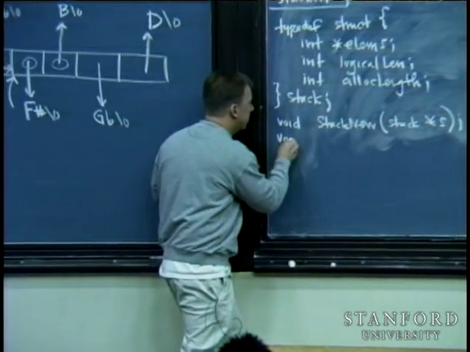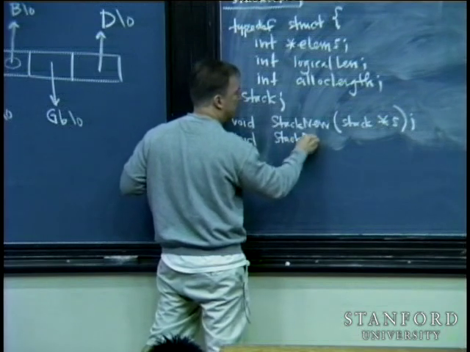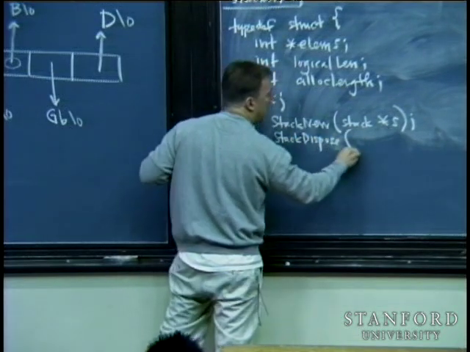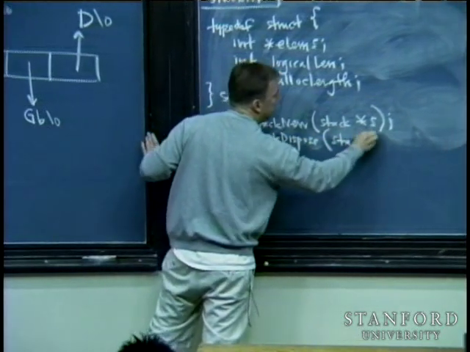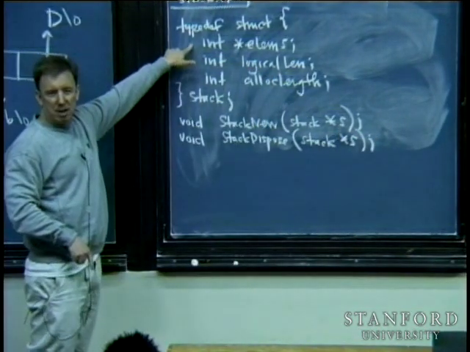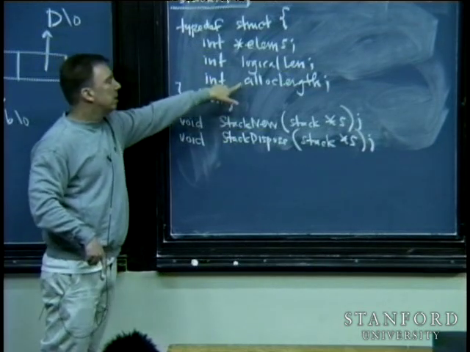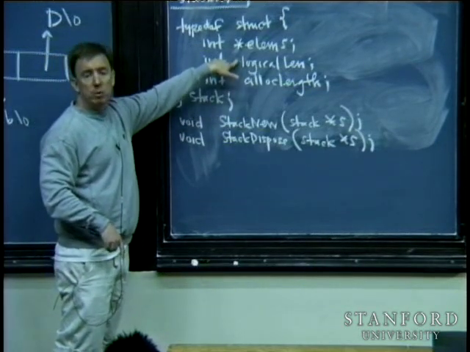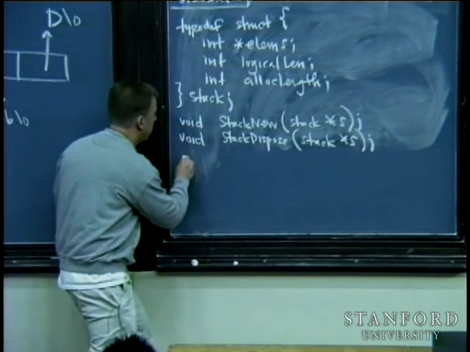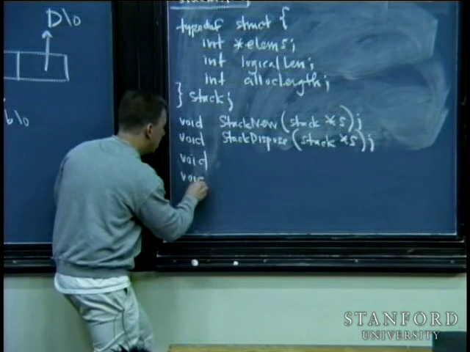I also have this function, stack dispose. I want to identify the address of the stack structure that should be disposed. This is going to be a dynamically allocated array that's not perfectly sized, so I want to keep track of how much space I have and how much of it I'm using. Okay. I also want these methods. Let's forget about the isEmpty and the depth. Let's just deal with the real functions.